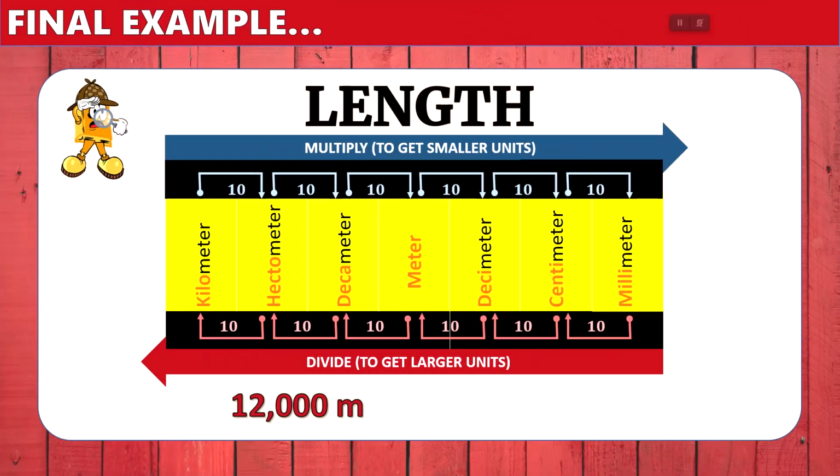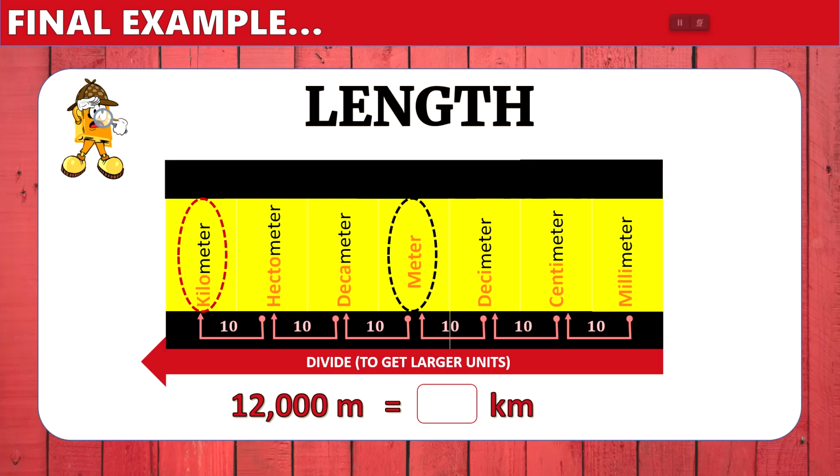And one more. Let's convert 12,000 meters into kilometers. Now, just because it's a big number should not scare us. Let's locate meters. Here it is. And let's locate kilometers. Here it is. We're going from meters to kilometers. That's going from the right to the left, which means we're going to divide. How many steps does it take? I see it takes 3 steps. And I know that 3 steps means we're going to divide by 1,000. So 12,000 divided by 1,000 gives us 12. 12,000 meters is equal to 12 kilometers.